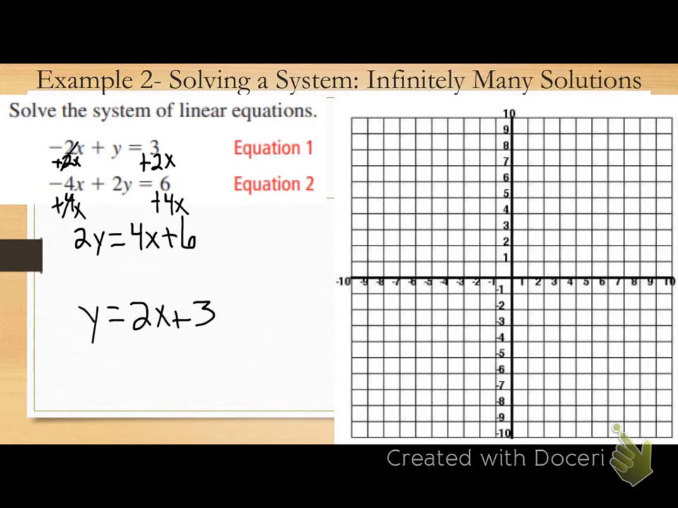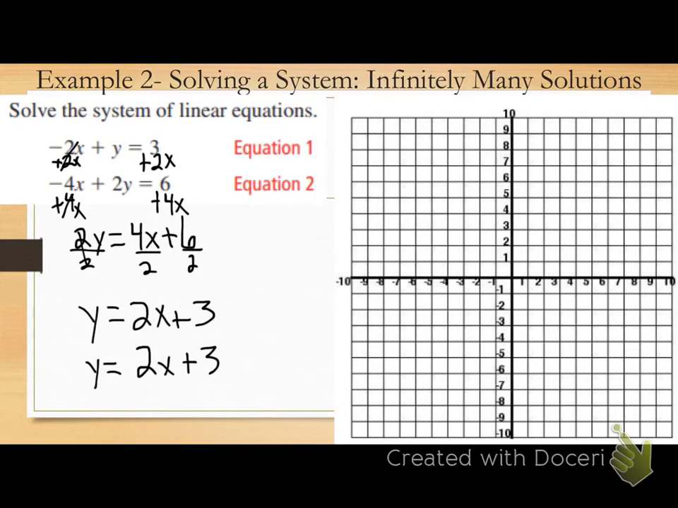What's my next step? Divide everything by 2. So 4x divided by 2 is 2x, and 6 divided by 2 is 3. Oh no, what do we see here? They look the same. It's the same exact line, right?